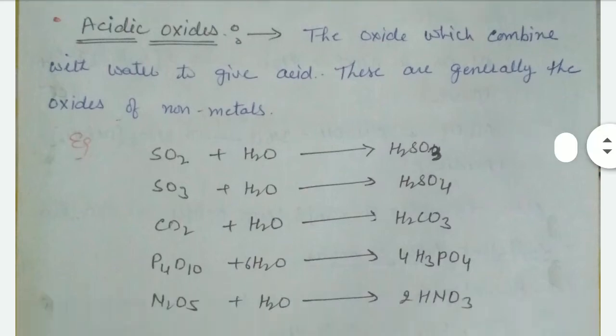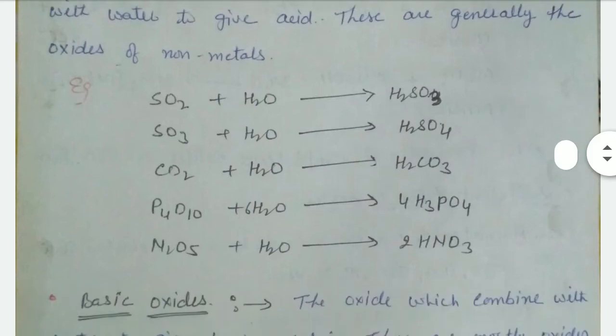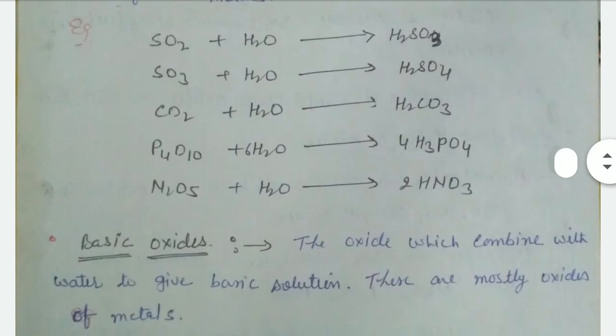These are some examples of non-metal oxides that on hydrolysis form acids, like SO2 combined with H2O to form H2SO3, sulfurous acid, and SO3 combined with H2O to form sulfuric acid, H2SO4. CO2 combined with H2O forms H2CO3, carbonic acid, P4O10 combined with water forms phosphoric acid, and N2O5 combined with water forms nitric acid.